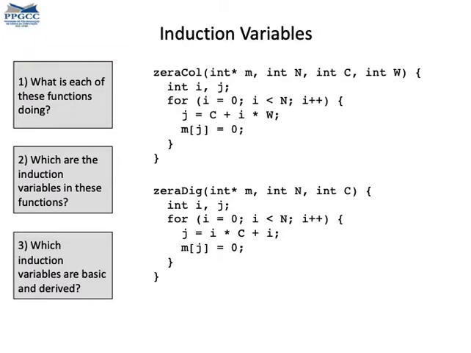As an exercise, can you try to spot the basic and derived induction variables in these loops? Would you like to stop the video and think about it? Well, I is a basic induction variable in both the loops. Then J is a derived induction variable once we split its definition into two instructions, which are an addition and a multiplication. That becomes easier to see, actually.